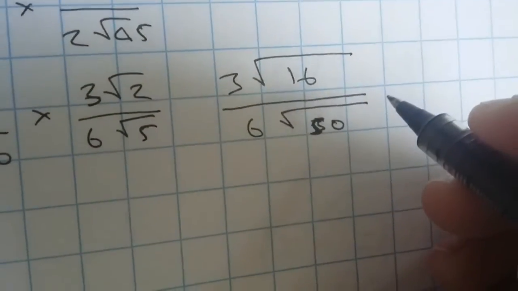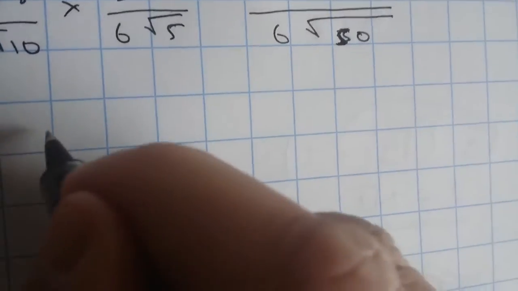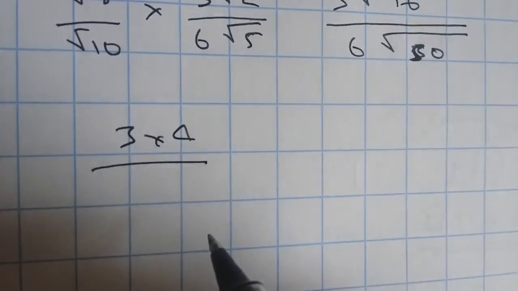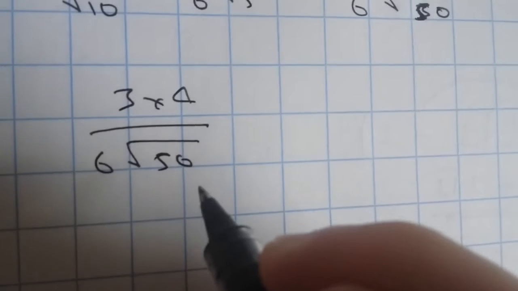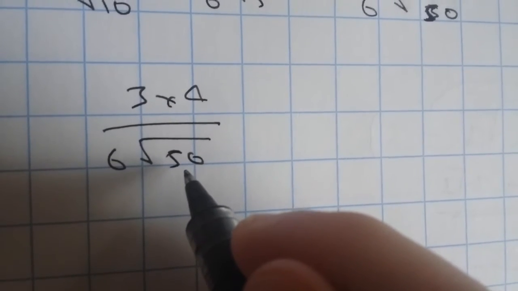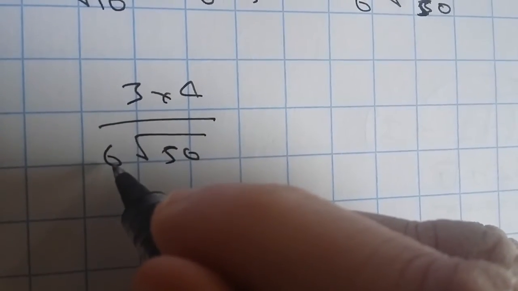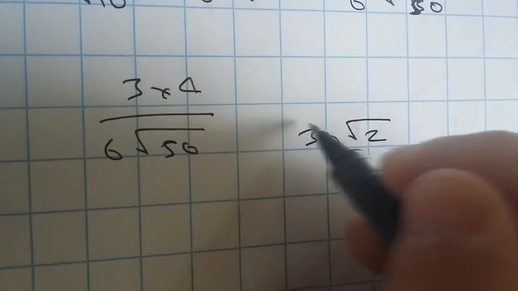So on the top, we write it down here, square root of 16 is 4. So on the top I've got 3 times 4. On the bottom I've got 6 root 50. You saw from one of the early examples I did on the PowerPoint, 25 goes into that. So 25 can come out. 5 times 6 is 30. And what we've got left in there is root 2.